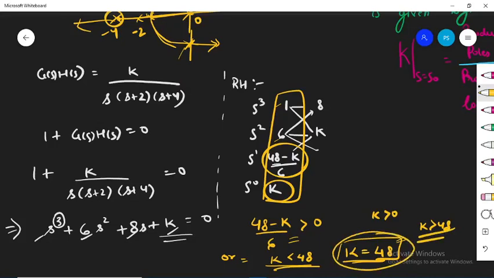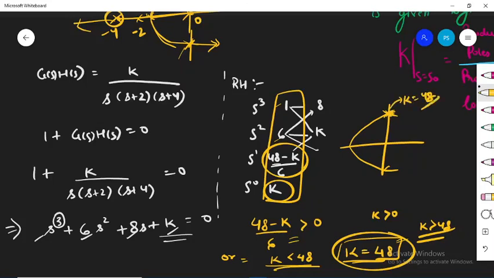So this value becomes the critical value, and it must be the value at which your root locus is cutting the imaginary axis, like the value of k for which the root locus cuts this imaginary axis. So that will be that k value. So k equal to 48 is that value only. It's the value which makes the root locus be at the imaginary axis. So this is how we can find out the value of k at which the root locus is cutting the imaginary axis using your Routh-Hurwitz criteria.